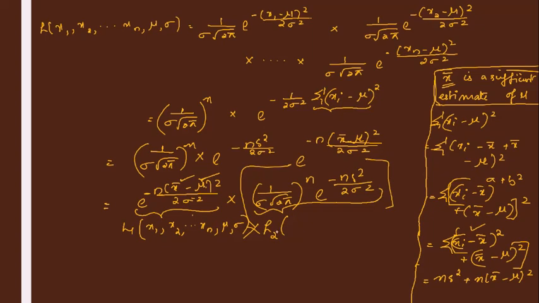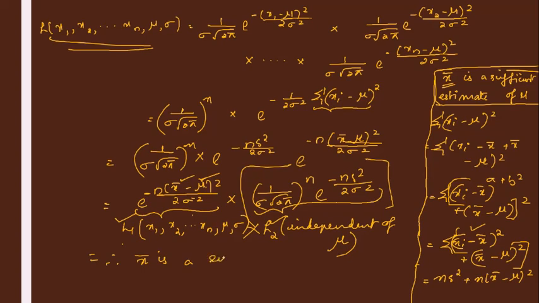Now L2, what is L2? L2 is independent of mu. You don't have mu over here, so this is L2. So again, we can see that we can express this likelihood function in terms of L1 and L2. Therefore we can say that x bar is a sufficient estimate of mu.